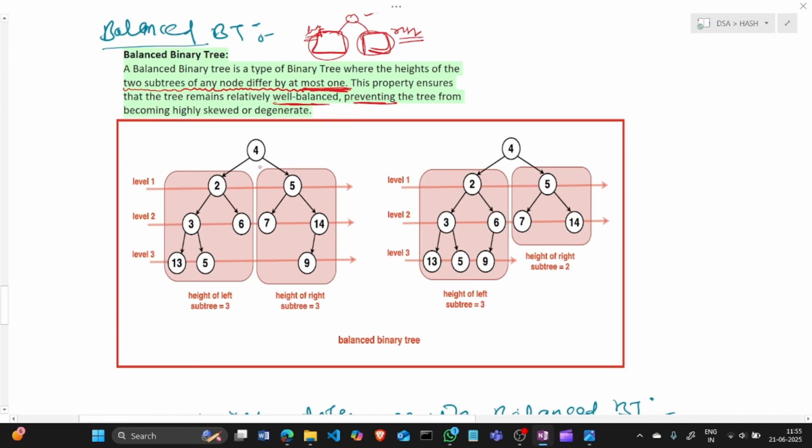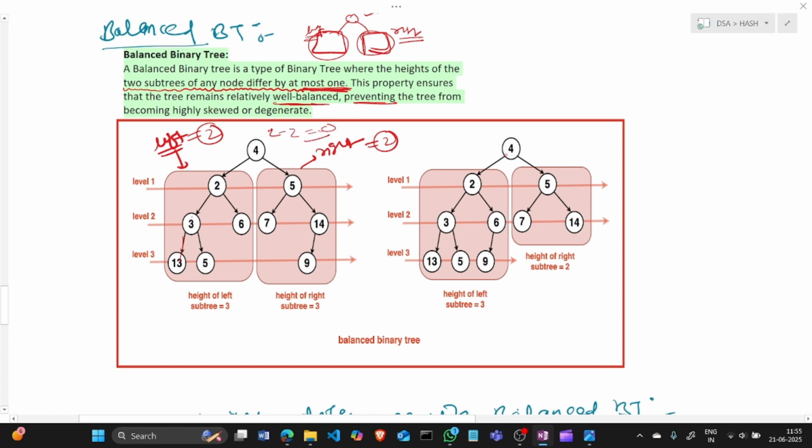In this example, let's consider this. This is the root, this is the left subtree, and this is the right subtree. If I check the height of this, it is 1, 2. So the height of the left subtree is 2. The height of the right subtree is 1, 2, so 2. The difference between left and right is 2 minus 2, which is 0. So it is balanced.